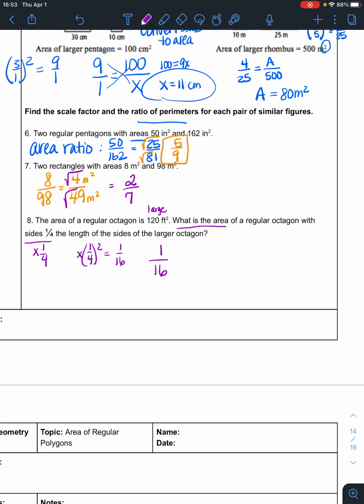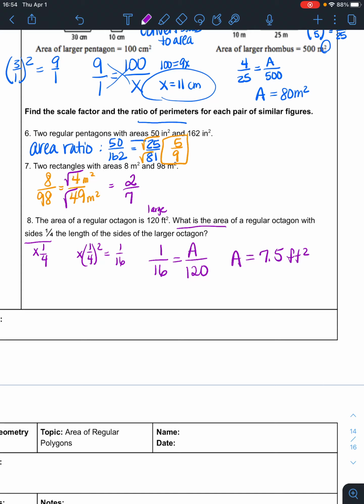Okay, so I have my small area to my large area equals, the large area was 120, so I want to know my small area to my large area. I know it's small over large because 1 is smaller than 16. So I know 1 is the small and 16 is the large. Cross multiply that, you get 120 divided by 16. And you get that the small area is 7.5. Double check, make sure it is indeed smaller than what I originally started with.